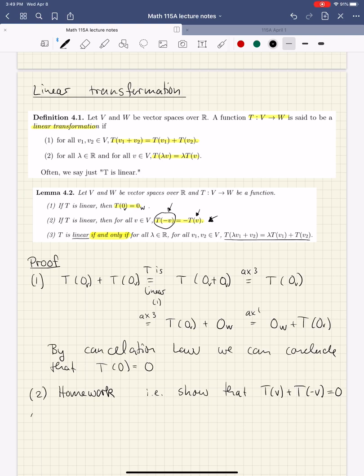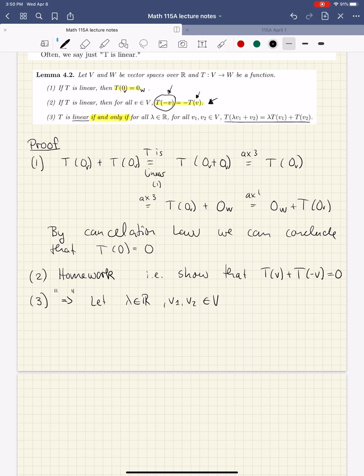Great. And now let's go to part number 3. Part number 3 tells you that you want to show that it's linear if and only if the other thing. So the first reflex you want to have here is that if and only if tells you that you have to prove both directions. So let's start with this direction, meaning we're assuming it's linear, and we want to show that the right-hand side holds. So now let lambda be in R and v1, v2 be in V.